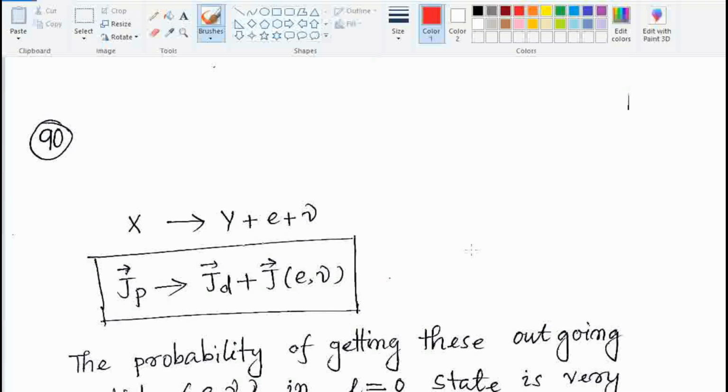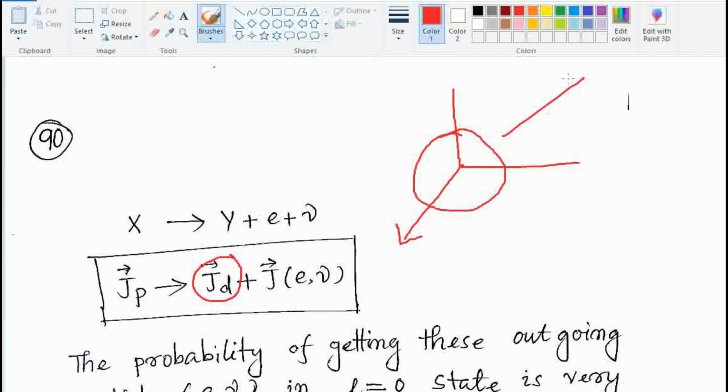So Jp is the spin of the parent nucleus, Jd is the spin of the daughter nucleus, and the vector J of e and nu means the net spin of the outgoing particles. Let's suppose the parent nucleus is initially at the origin. After the formation of the outgoing particles, let's suppose the electron moves in this direction and the anti-neutrino moves in this direction.